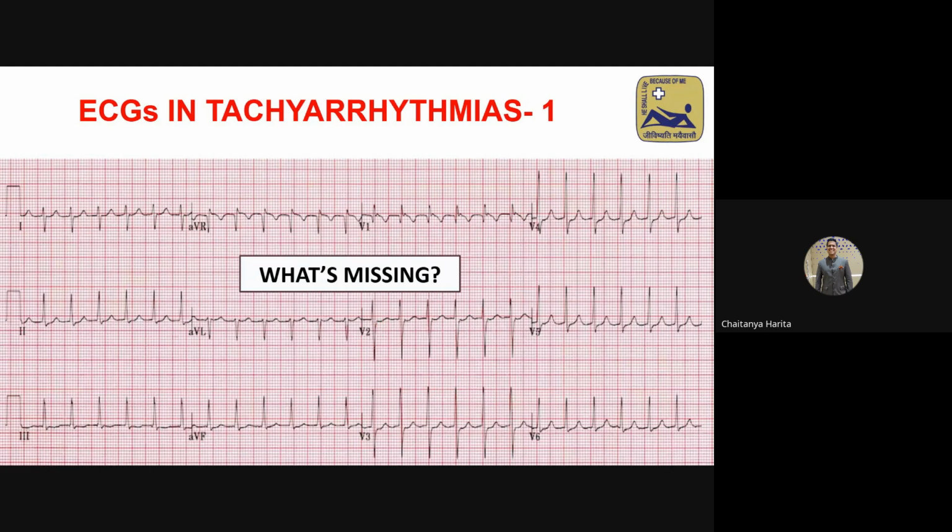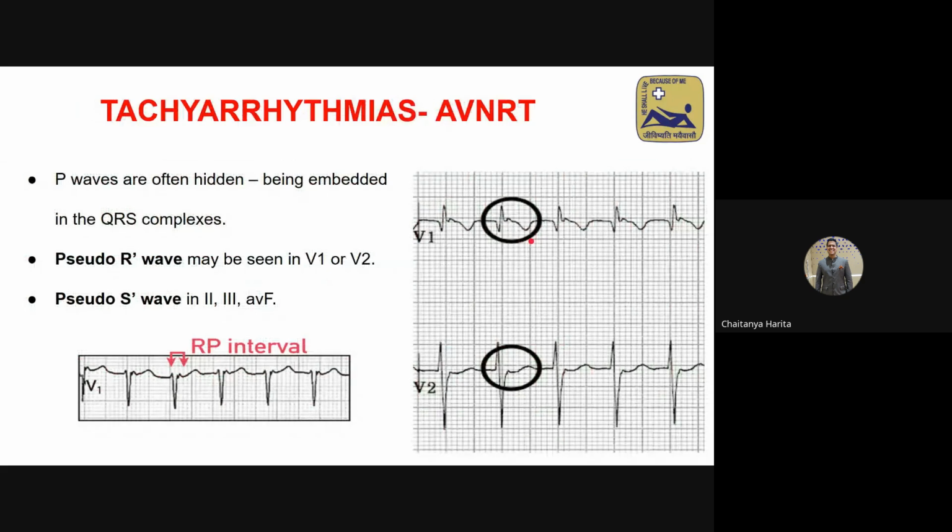So the moment you see no P waves, the first thing is, I've attended Chaitanya's medicine classes. He has said if there is a fast heart rate, no P waves on ECG and absent A waves on JVP, it is atrial fibrillation. But then he also said that atrial fibrillation is the most common cause of an irregularly irregular pulse. Here it is absolutely regular. So what are we dealing with? We are dealing with what we call AVNRT.